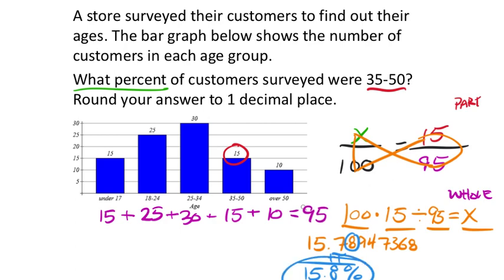And so the number of people or customers that were surveyed between the ages 35 and 50 represents 15.8%. That means also another 15.8% rounded to the 1 decimal place were surveyed under 17 as well.